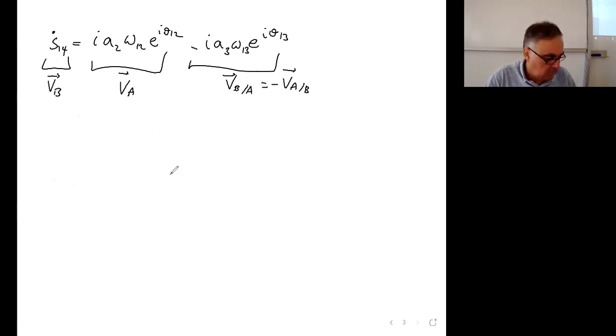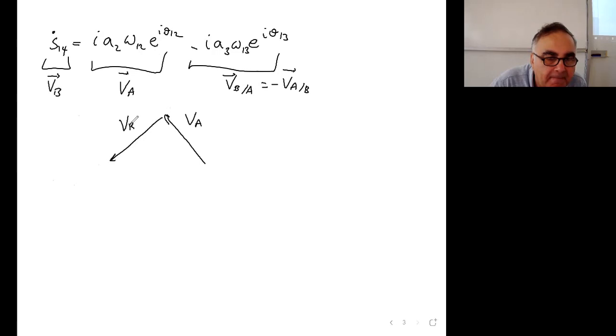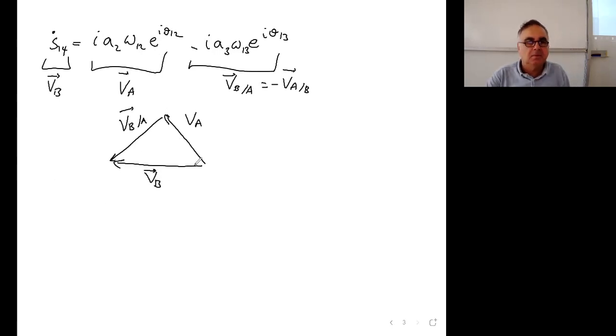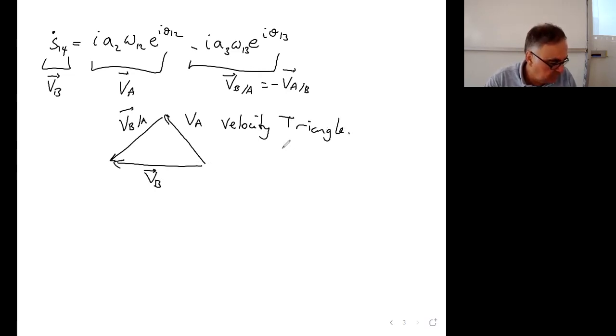So we can, in a way, say the following. Let's say that this is VA. This is VB, okay. And this will be... This is called the velocity triangle for this system.